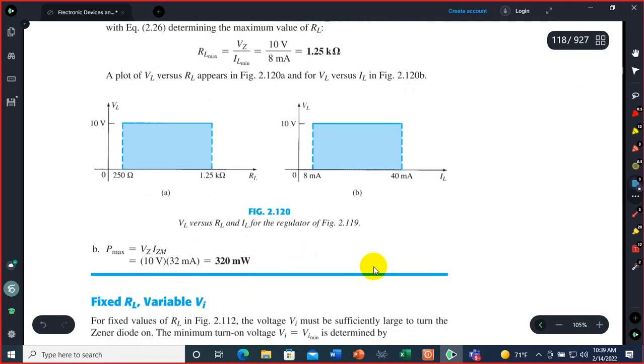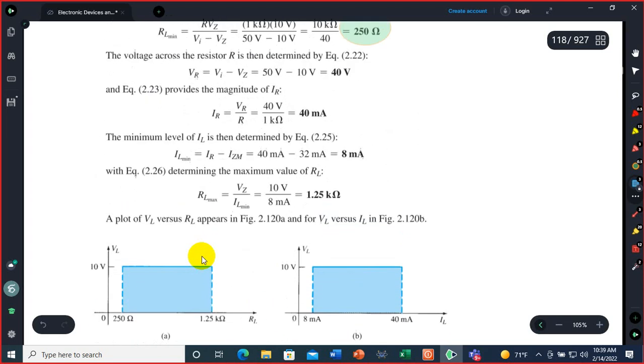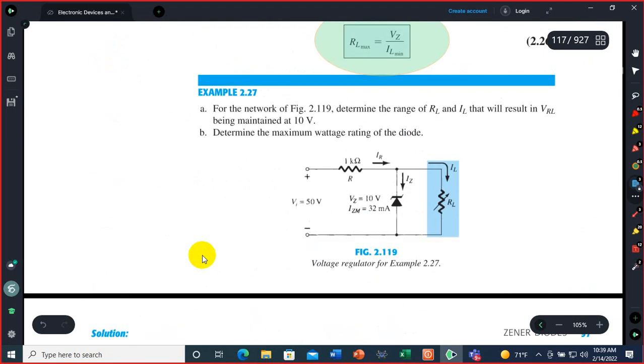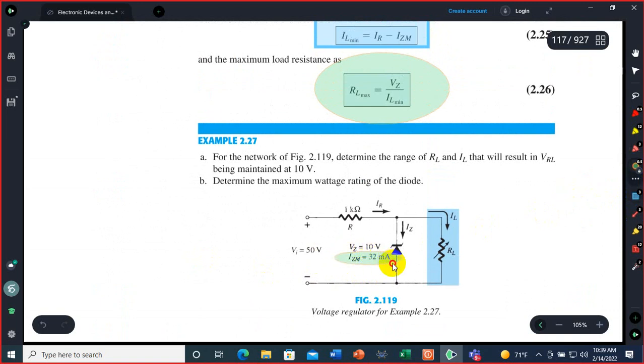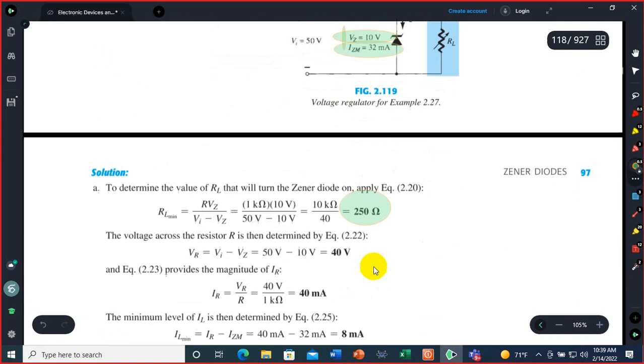Okay. So what is the maximum power dissipation? VZ, IZM. This VZ is equal to 10 volt. And what is the IZM? 32 milliampere. This comes from your data sheet. See, this is given in your data sheet. These two values come from your data sheet. So we know the maximum current is 32 milliampere.